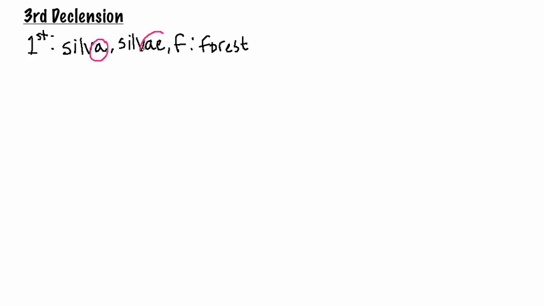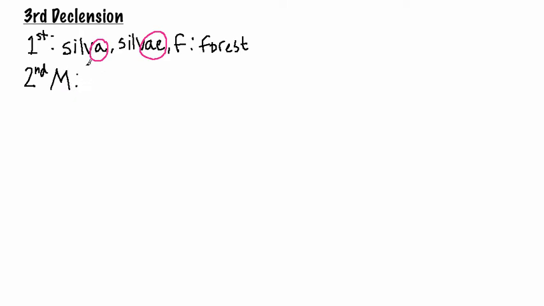So, for review, first declension, I'll just give you an example of each one, and last time I used silwa, so I'll use that again. Silwa, silwai, feminine, forest. And I'm going to go ahead and just circle the endings of that, the nominative and the genitive, just so that you remember what endings you need to see in order for it to be a first declension noun.